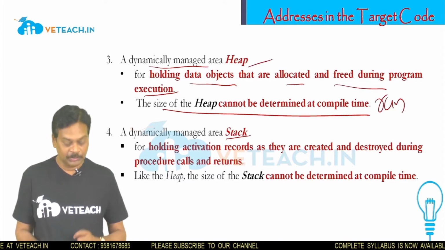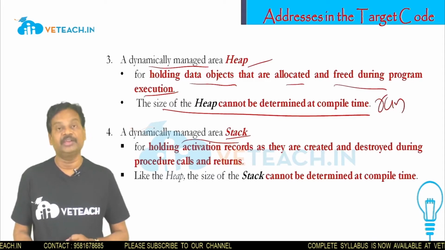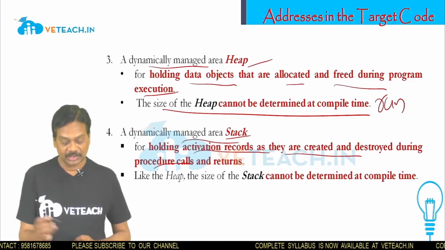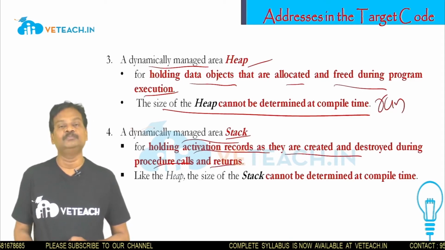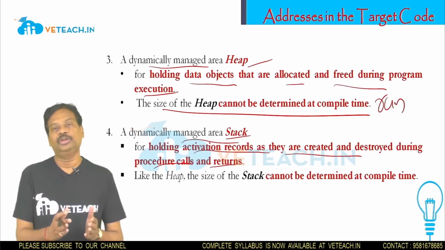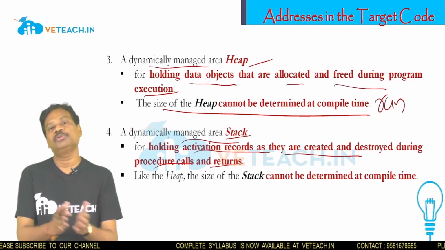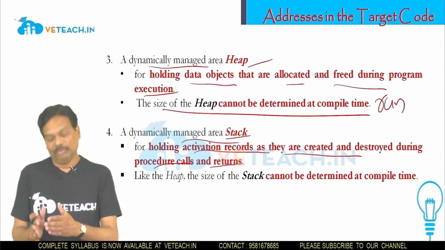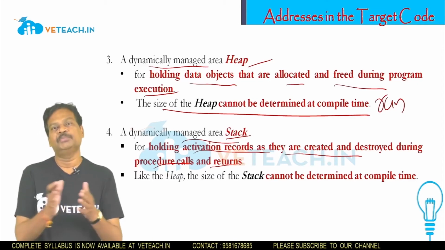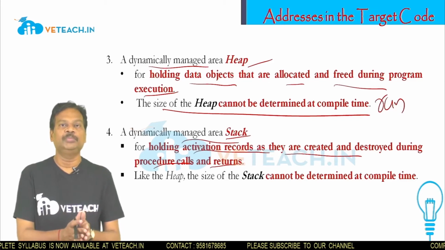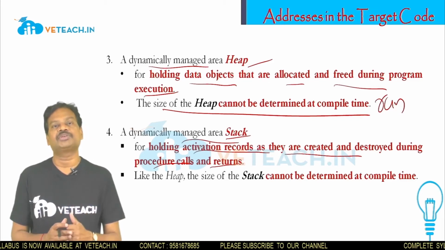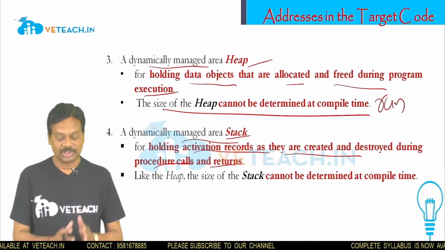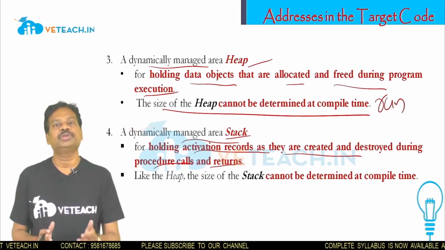There is one more dynamically managed area, called the stack area. It holds the activation records, which are created and destroyed during procedure calls and returns. While the program is executing, sometimes it has to switch from the main program to a subprogram. After completion of the subprogram, it has to return to the main program, starting from where it was stopped. So this activation record information, such as the return address, has to be stored in the stack area.